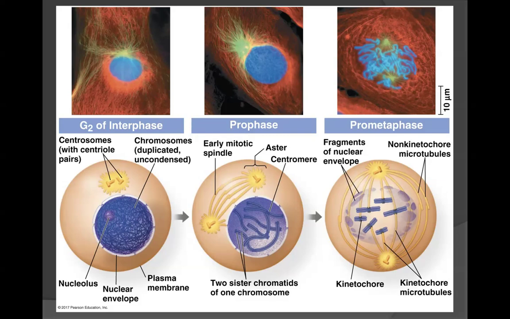And here we would refer to them as two sister chromatids. This is because they contain the exact same DNA. Each chromatid, whether it's an original or a copy, is identical to the other.